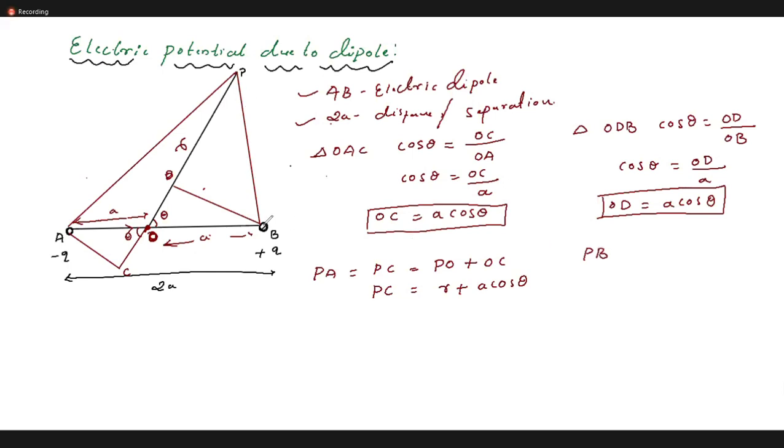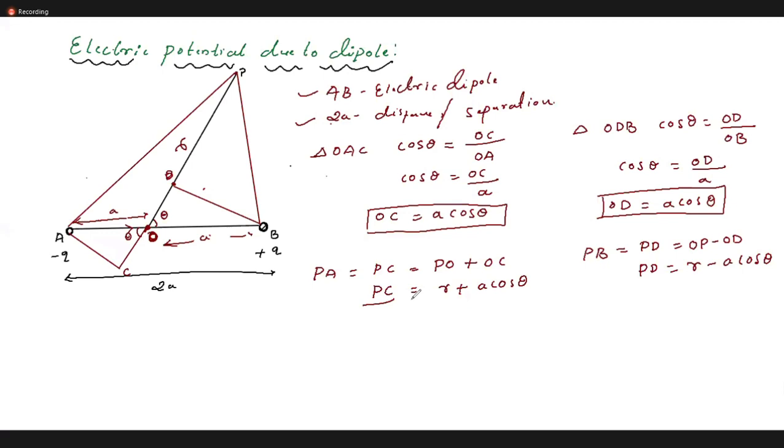PB is equal to PD. So let me write this PD, from P to D. Can I write it as OP minus OD? Yes or no? Then PD is equal to OP. OP is R and OD is minus a cos theta.